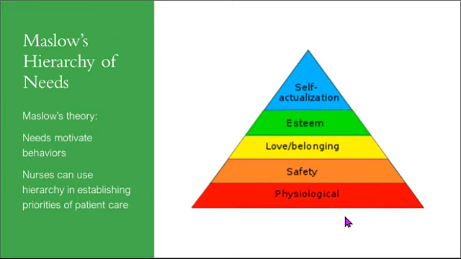So the most basic physiological needs are at the bottom. More complex social needs are at the top. The lower needs must be met before you can move to the higher levels. The nursing process and Maslow's hierarchy are a guide to thinking critically about what order to address a patient's needs.